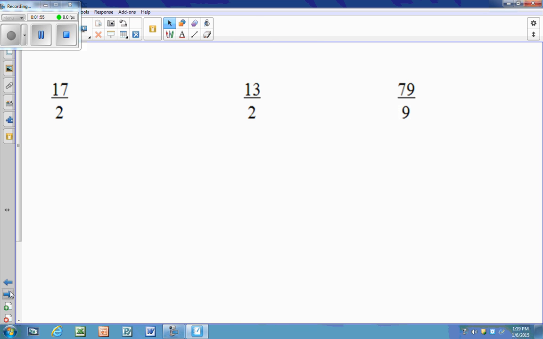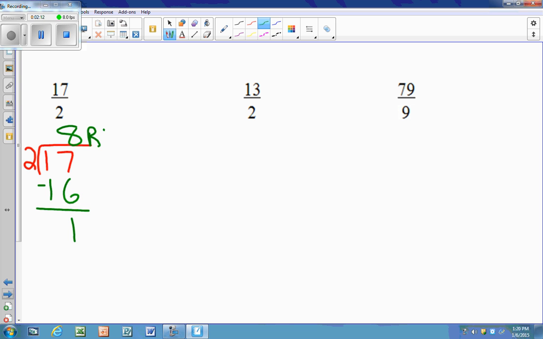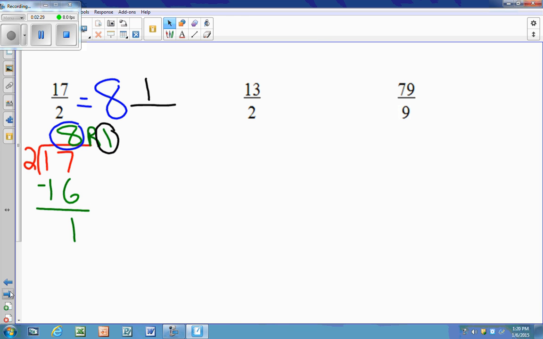Look at some others. We have 17/2. So it's just like saying 17 divided by 2. I ask myself, how many times can 17 be divided by 2? It can go in 8 times with a remainder of 1. So as a reminder, my whole number of 8, I went in 8 times. There was 1 left over, which is my numerator, out of the 2 total pieces that I would need. So that is 8 1/2.